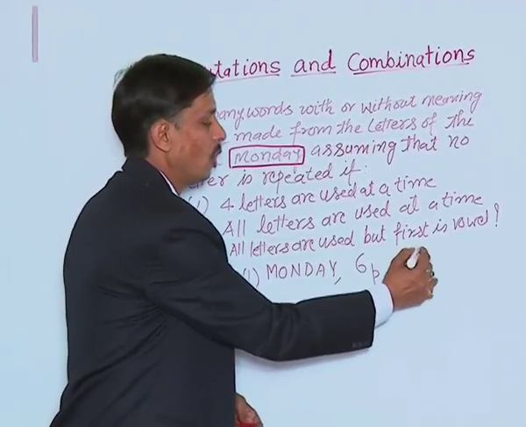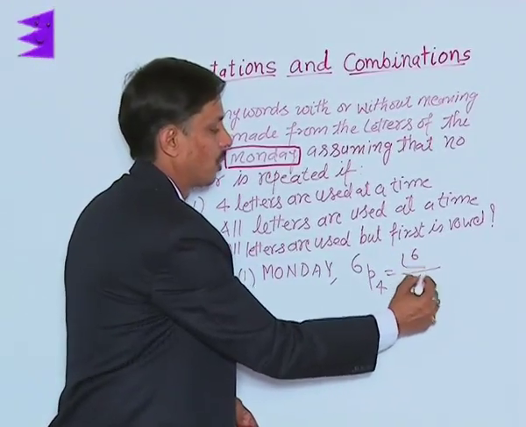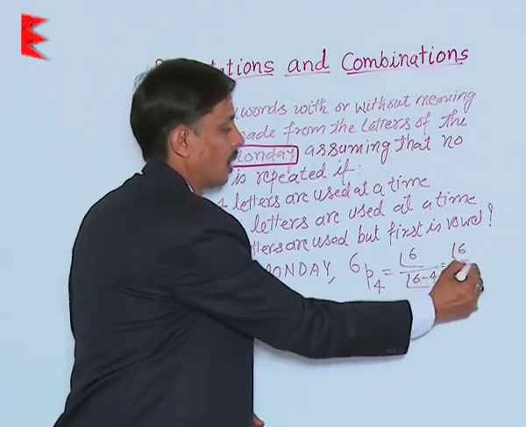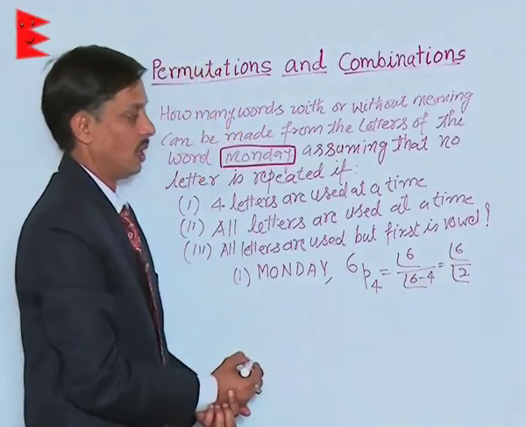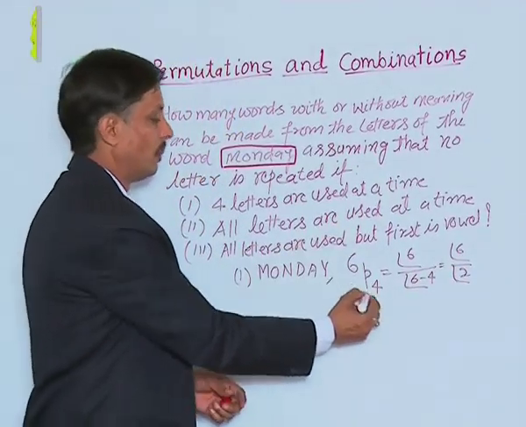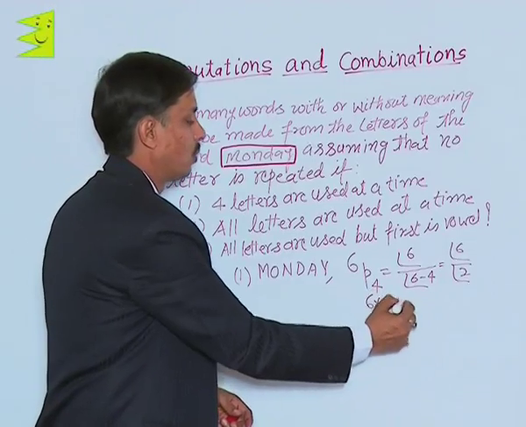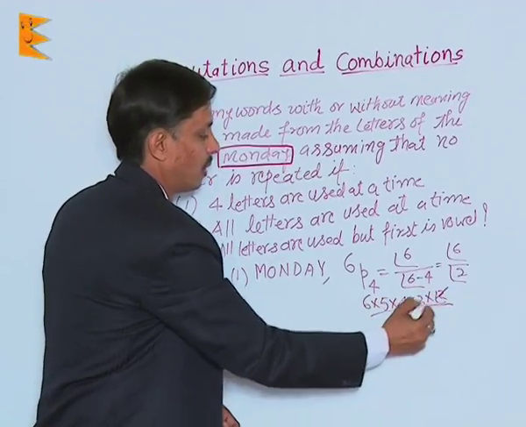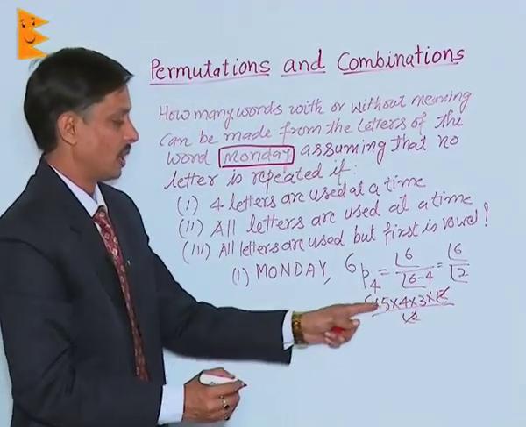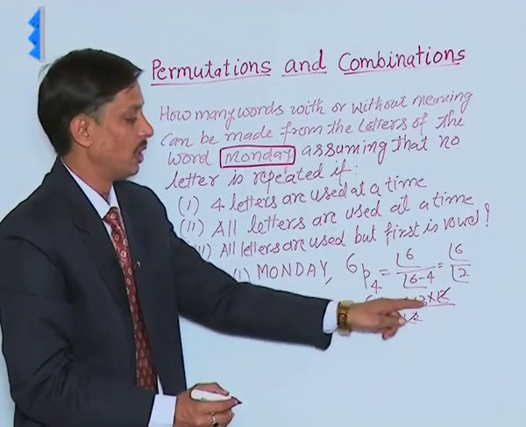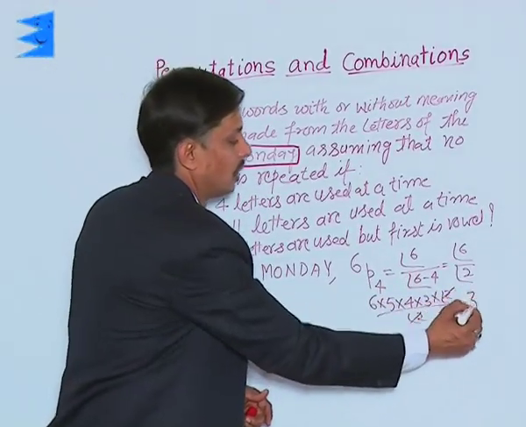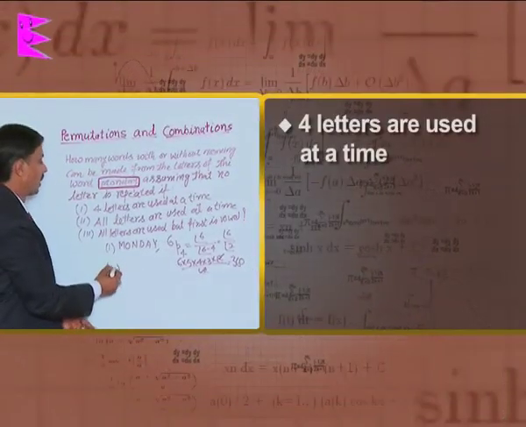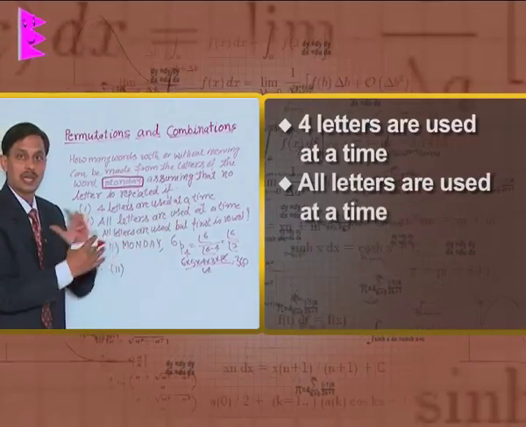6P4 becomes factorial 6 upon factorial 6 minus 4. This equals factorial 6 upon factorial 2. Factorial 6 upon factorial 2 will be 6 into 5 into 4 into 3 into 2 factorial upon 2 factorial. This gets cancelled. This becomes 6 into 5 is 30, 30 into 12, that is 360, the first part.